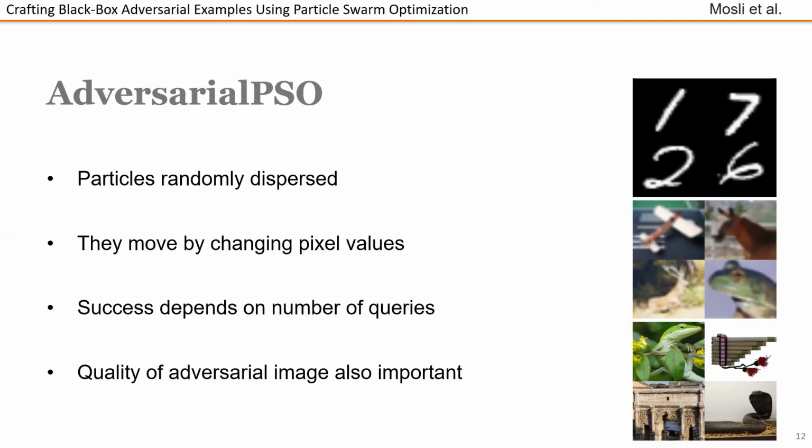In addition to the number of queries, another important aspect is the quality of the adversarial image. Essentially, the fewer changes needed to craft adversarial examples, the better. Making large changes to the input might easily fool the model, but that would also make the attack more detectable by a human observer.